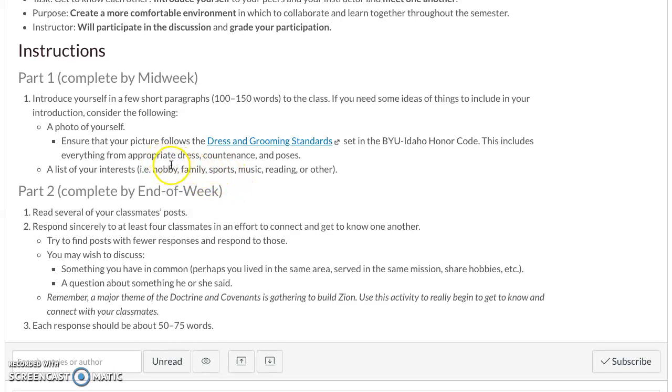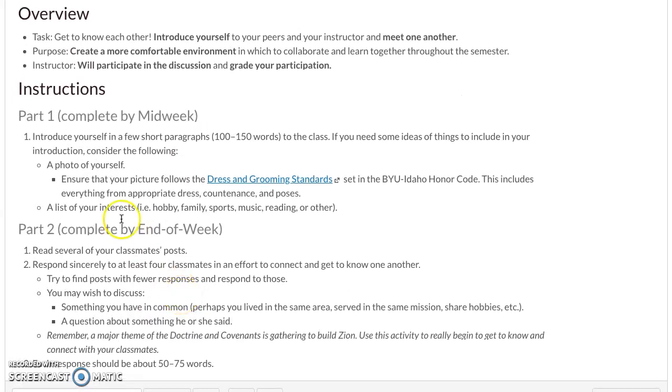You'll be working closely in these discussion boards with other students for the entire course of the semester, and we'd love to get to know you a little bit. Then you'll need to reply to several of your classmates' posts. So take time to go through and comment on others and get to know them. Your initial post is 100 to 150 words. Your responses to classmates should be about 50 to 75 words.